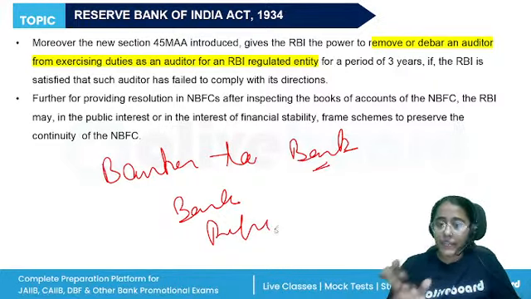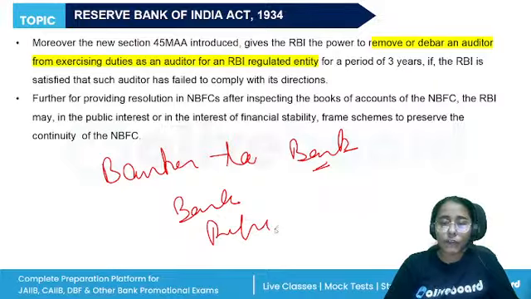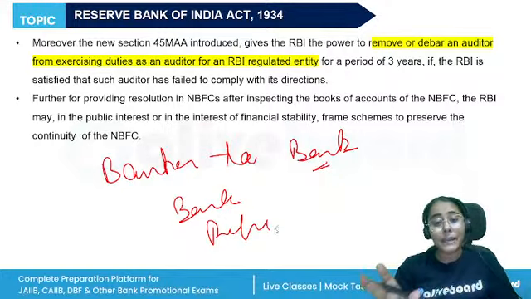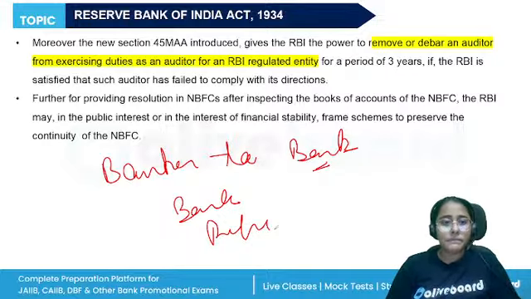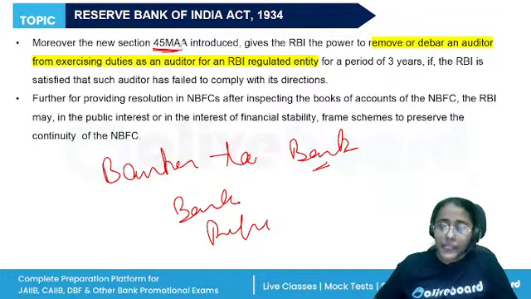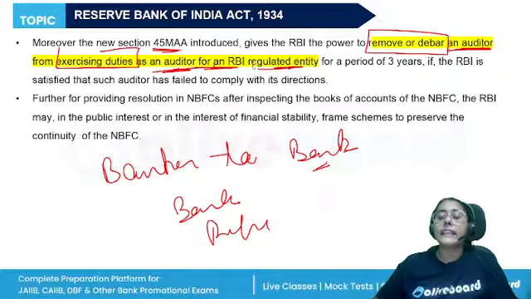The RBI Act has been amended from time to time. We saw an amendment where the cooperative banks are under the monitoring of RBI now. There was also an amendment made in 2019, so the NBFCs are now under the regulation of RBI, right? Another amendment was made in which section 45 MAA was introduced. RBI has been given the power to remove or debar an auditor from exercising duties as an auditor for an RBI regulated entity. This is also an important section.